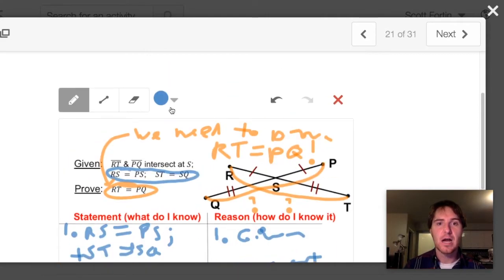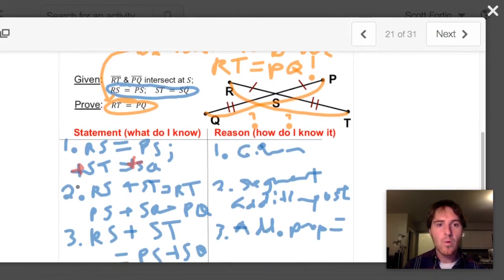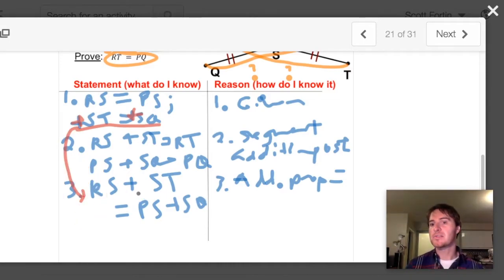I might do that in a different color so you can see what I'm talking about. That RS plus ST, we're adding an equal thing to the left side of this, and the thing that this was equal to, we're adding an equal thing to the right side of this equation, okay? What we get as a result, if we added both of those together, is this statement right here. So interestingly enough, addition property of equality, we built that off of step 1.